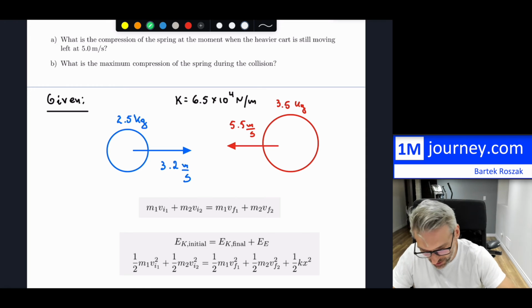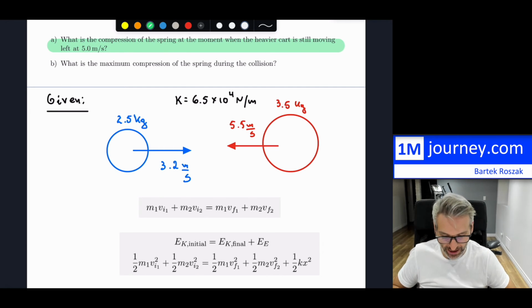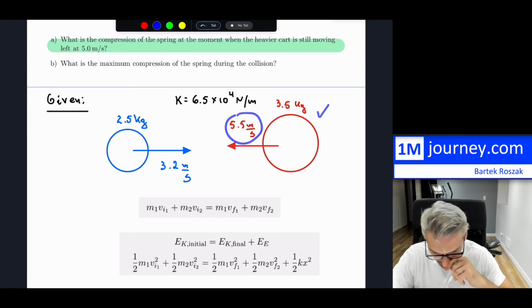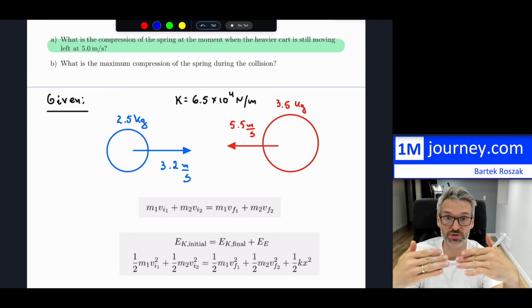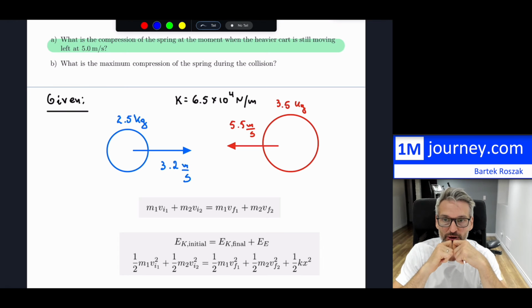So what is the compression of the spring at the moment when the heavier cart is still moving left at 5 meters per second? Notice initially it's moving at 5.5, so as it collides, it starts to slow down, but it's still moving at 5 meters per second to the left. And now we want to know what the compression of the spring would be in this case.